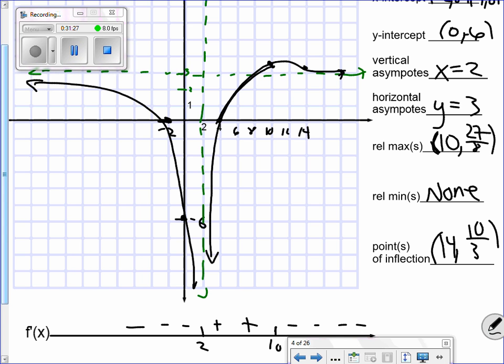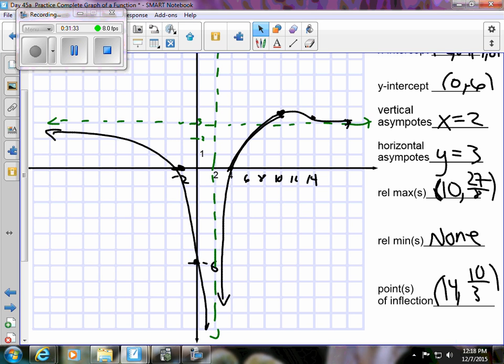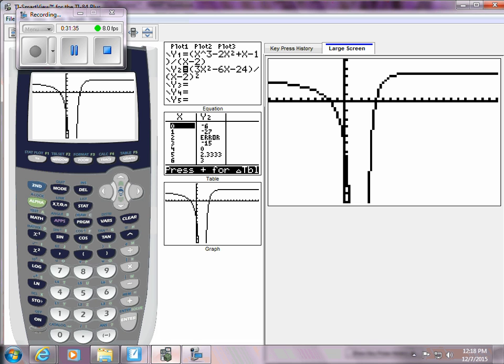I didn't do the best job because I missed that right there. If you want to verify this stuff on your calculator, this is what you would see. It looks flat here on the calculator. They don't really show the max and the concavity changing. That's what we've got to get from your calculus.